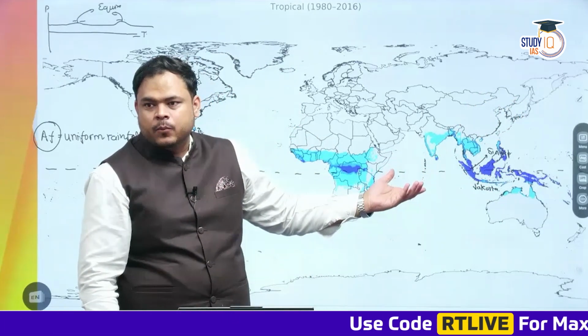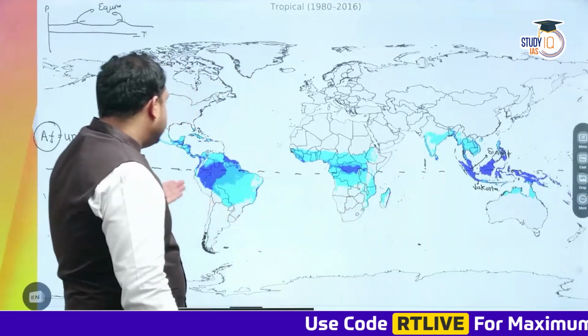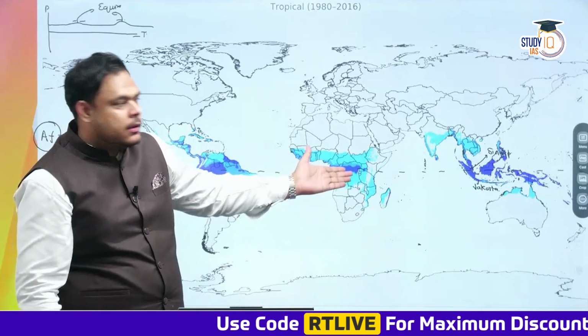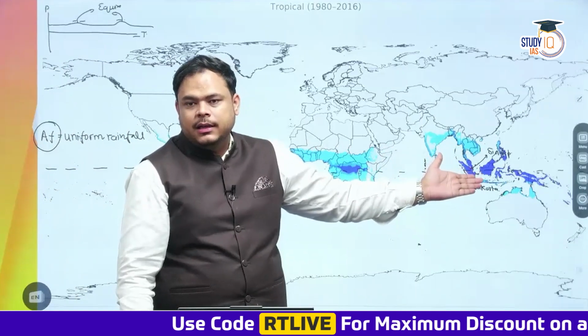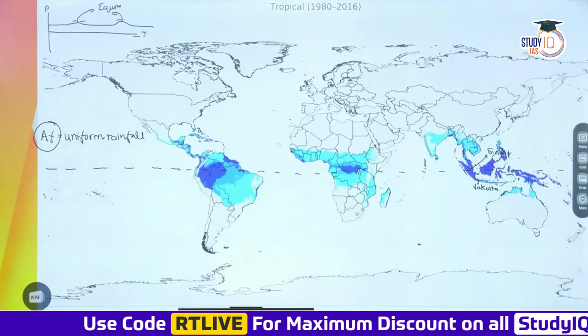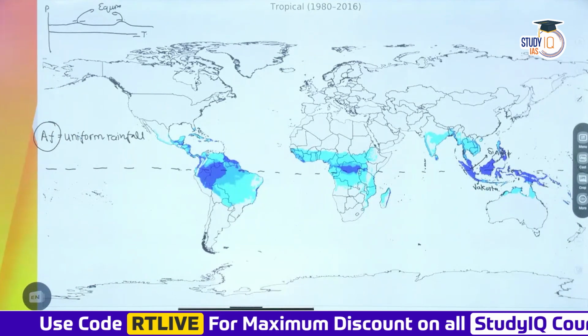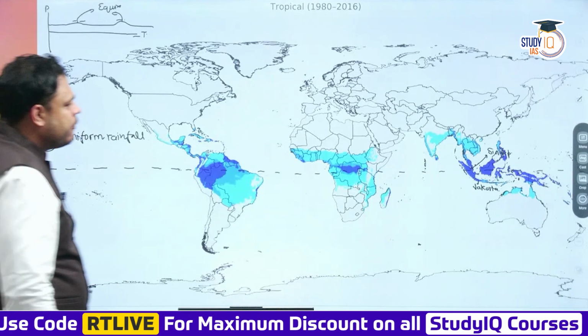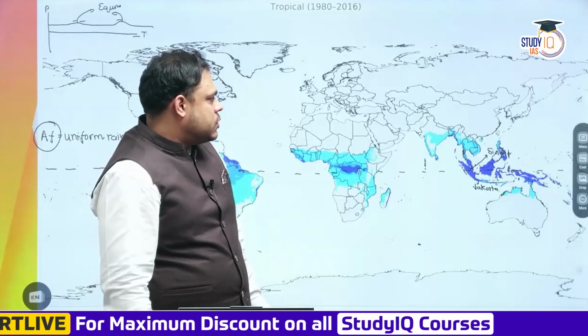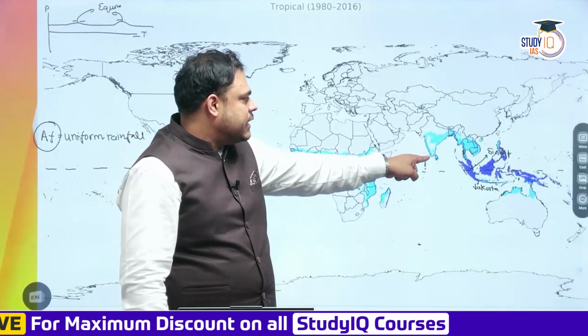Plus this region is islands. Fine. And these regions are in the hinterland, so trade is of course a problem. These are islands, so trade can be done easily. Plus good agriculture. Getting the point? So this is the Af type of climate. Now guys, in India, where are you going to find the Af type of climate? Western side, southern tip of India.